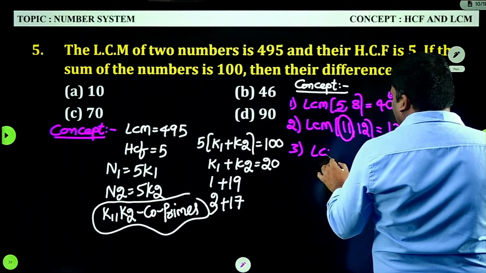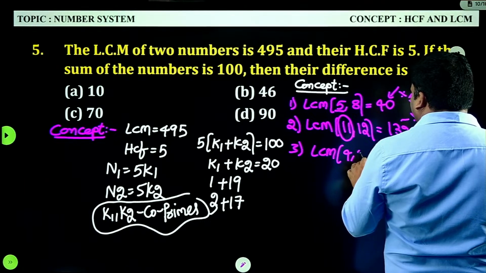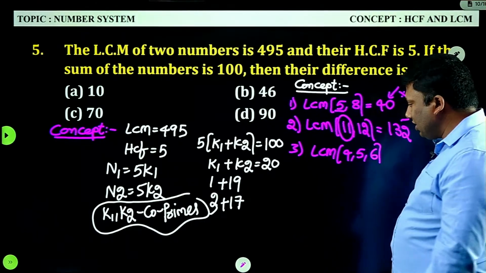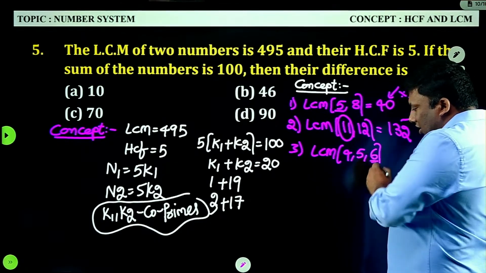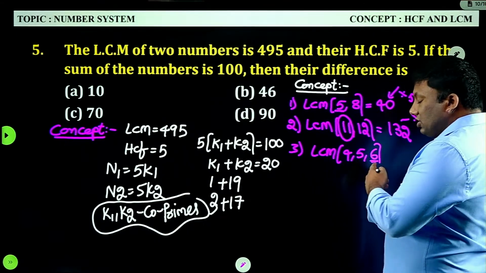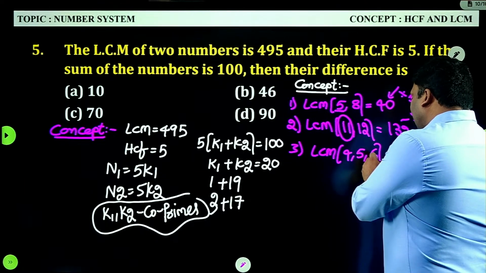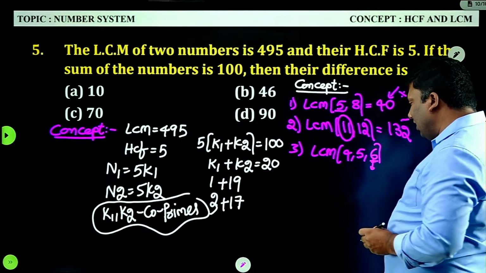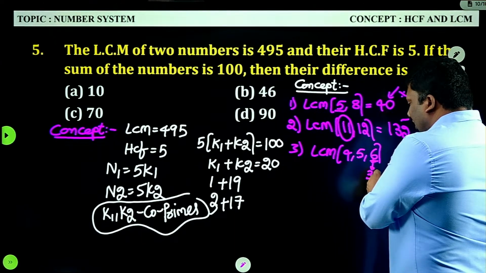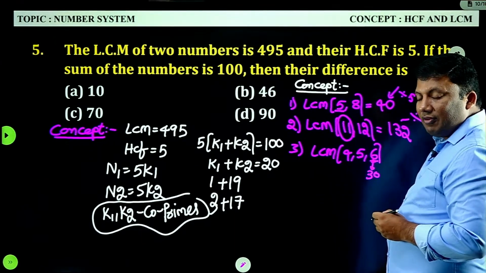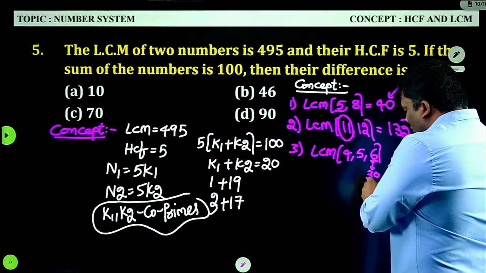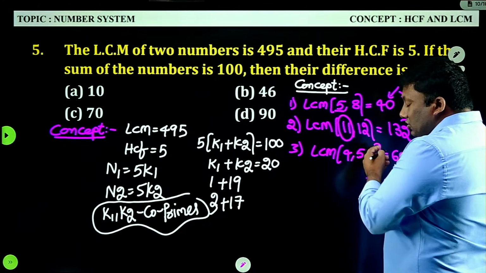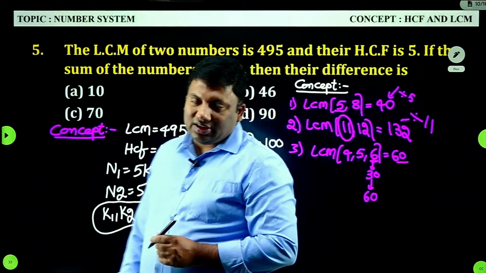Suppose I see the LCM of 4, 5, 6. LCM means we have to look at the largest number. 6 is not divisible by 4 and 5. I need to take a multiple of 6 which is also a multiple of 5. If I take 30, 30 is not divisible by 4. 4 contains 2, so 30 times 2 is 60. It is 60. This is also one of the ways to find the LCM.